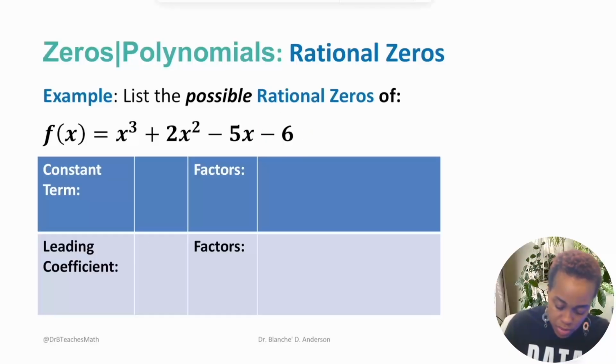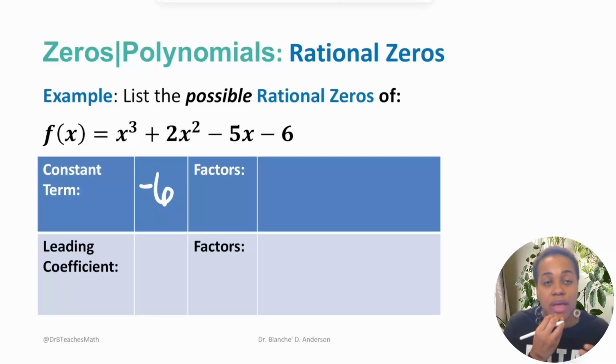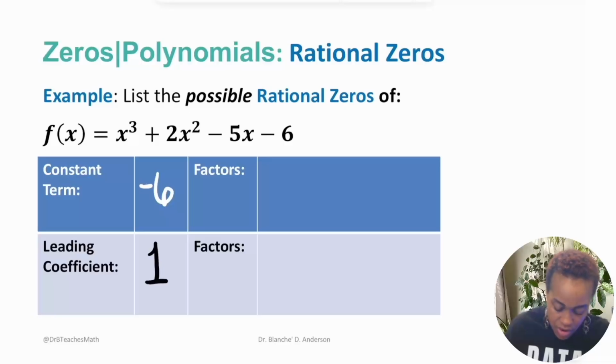So I'm going to put -6 here because that's our constant term. And then what is the leading coefficient? The leading coefficient is 1, because this is the leading term. The number tied to the leading coefficient is 1. So I'm going to put that there. All the factors of 6.